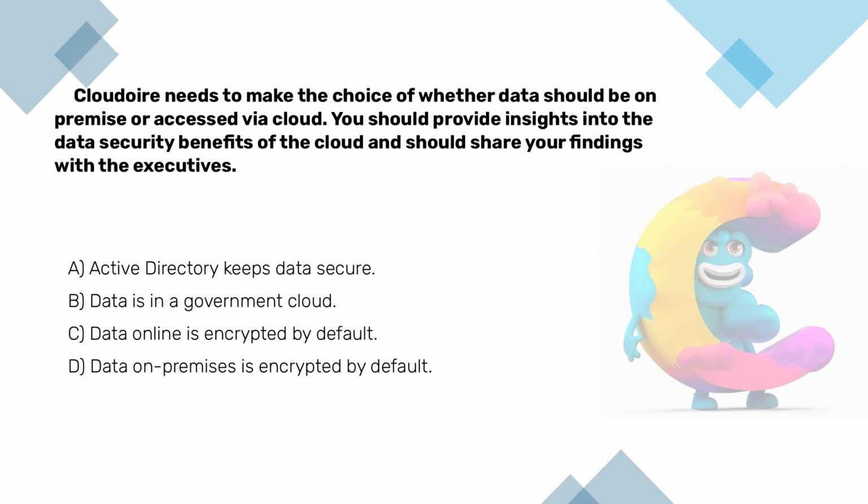We need to make the choice of whether data should be on-premise or accessed via cloud. You should provide insights into the data security benefits of the cloud and should share your findings with the executives. A. Active Directory keeps data secure. B. Data is in a government cloud. C. Data online is encrypted by default. D. Data on premises is encrypted by default.